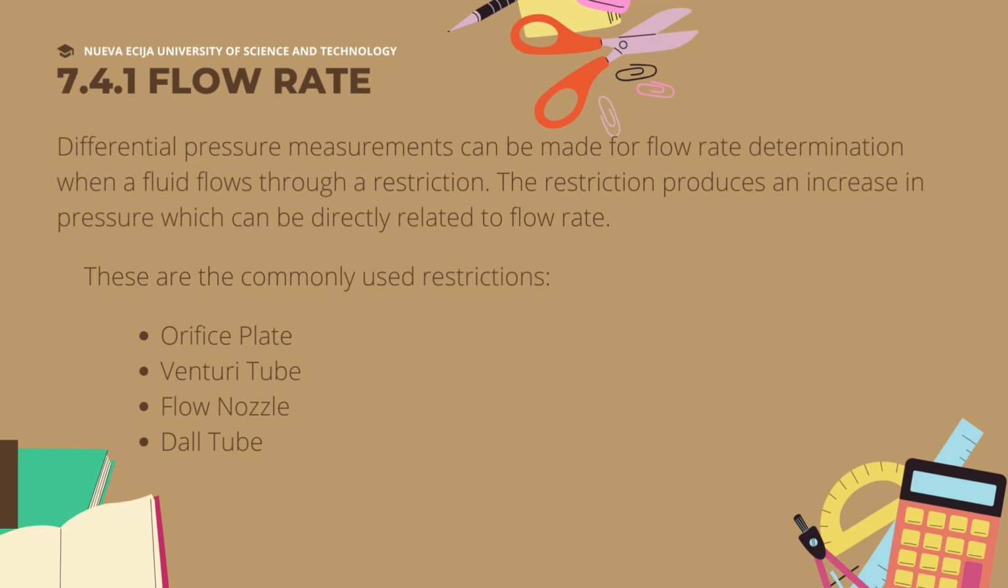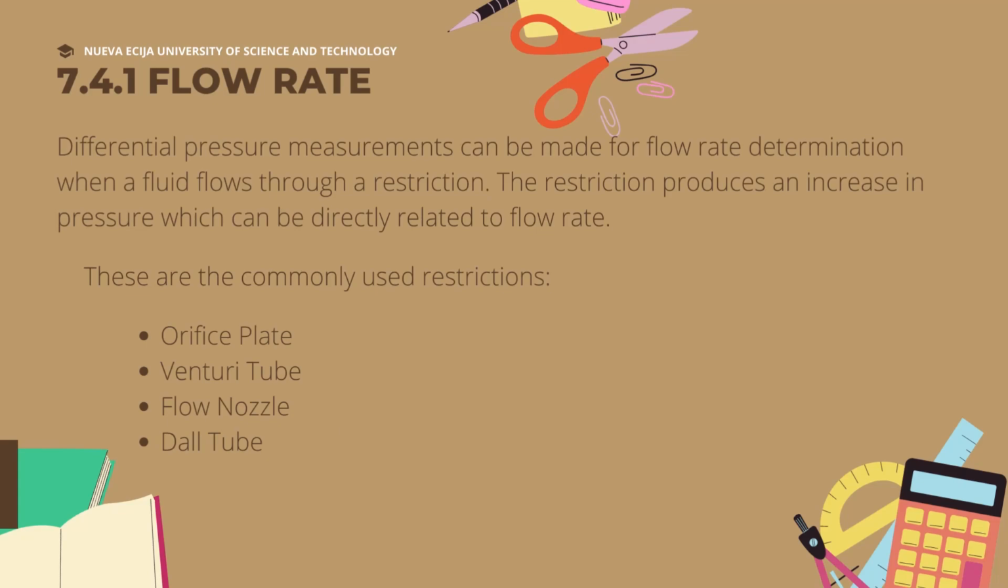7.4.1 Flow rate. Differential pressure measurements can be made for flow rate determination when a fluid flows through a restriction. The restriction produces an increase in pressure which can be directly related to flow rate. So, examples of commonly used restrictions are these four: the orifice plate, venturi tube, flow nozzle, and dall tube.